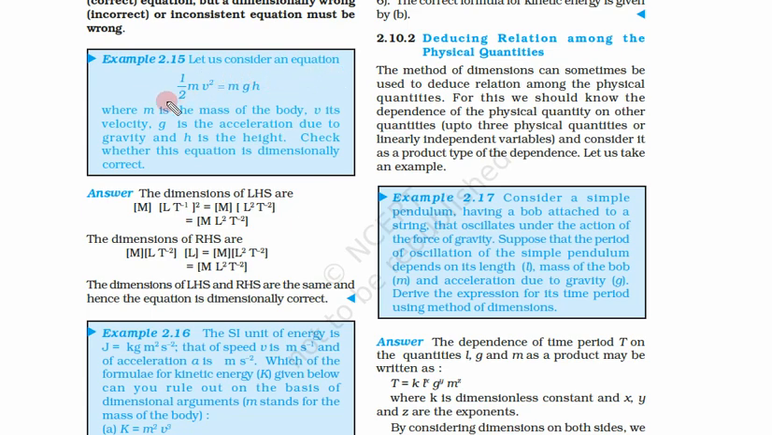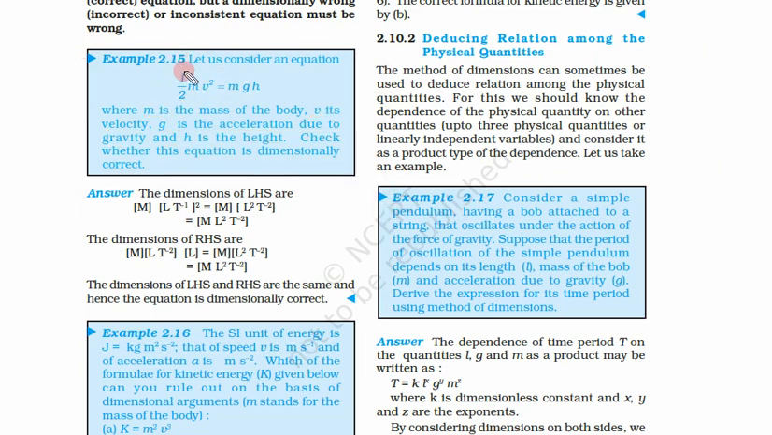Let us consider an equation: half mv square is equal to mgh. This is kinetic energy, and this is potential energy. Both are energy, both have units of joule, but let us check dimensionally whether they are consistent or not. Here m is the mass of the body, v is velocity, g is the acceleration due to gravity, h is the height. Now we have to check whether this equation is dimensionally correct, that means both sides are equal or not.